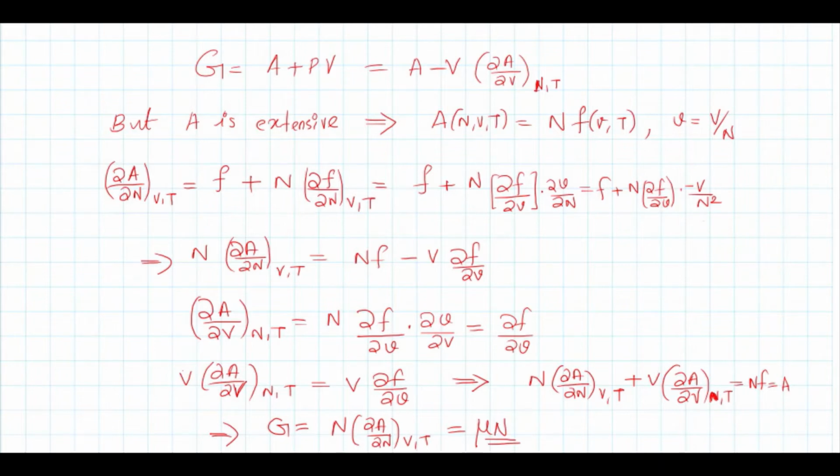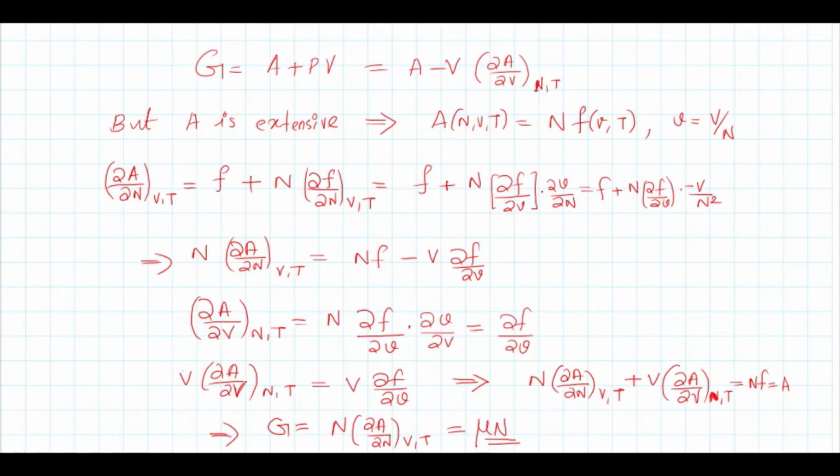Now multiply with this n. n into ∂A/∂n at V, T is equal to n into f. n into f, and there is already an n. You multiply with the n, this will be n square, that will cancel this n square, so it is simply minus V into ∂f/∂v.